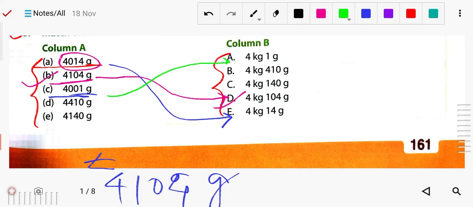For this, like 4410, it means 4 kg 410 gram you will get. When you solve, you will get 4 kg 410 gram, so it will match to B. And like the last you will get 4 kg 140 gram. So you will match it with the one here. Okay, so likewise you can do.